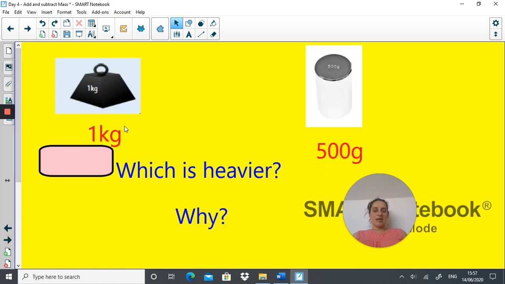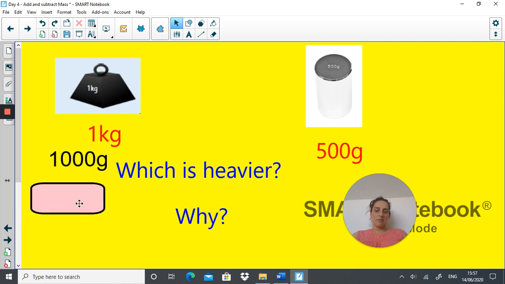So which is heavier, 1 kilogram weight or 500 grams? Now to work this out, I think it'd be easier to use the same unit of measurement, as is the case with many things. So 1 kilogram is the same as 1,000 grams. And once you know that, 1,000 grams is clearly heavier than 500 grams. And in fact, 500 grams is half of 1,000 grams and half of a kilogram.